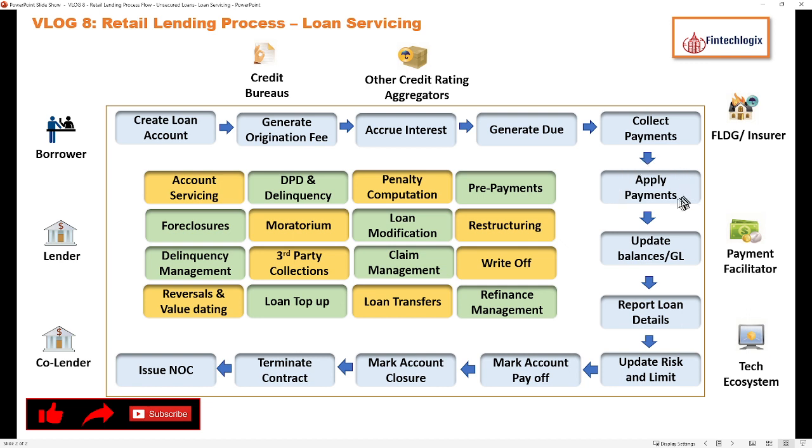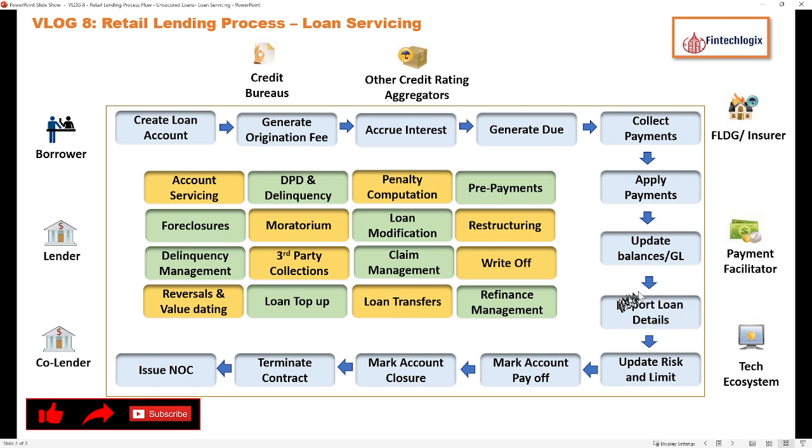It can also have some complexities if there are multiple dues pending, such as which due would be applied first. That is the process of applying payment. Now once your payment is understood or recognized, we update the loan balances, and we also update the general ledger, what is payable and what is receivable for the loans.